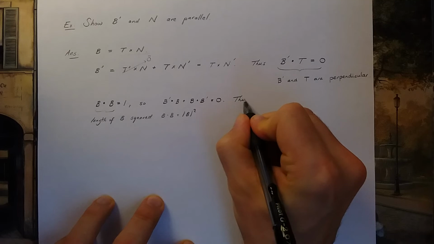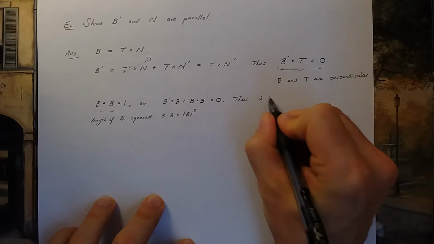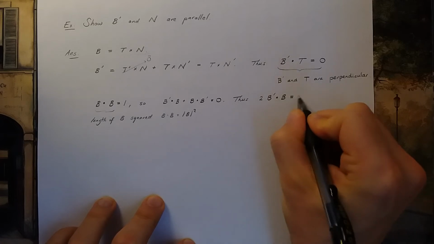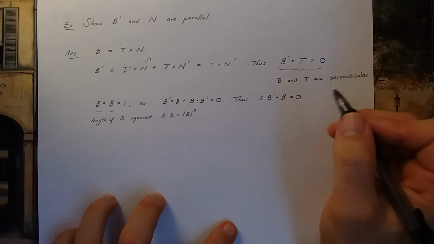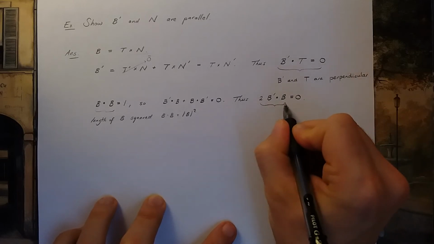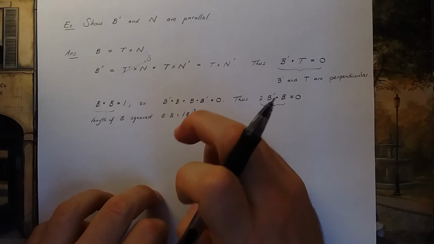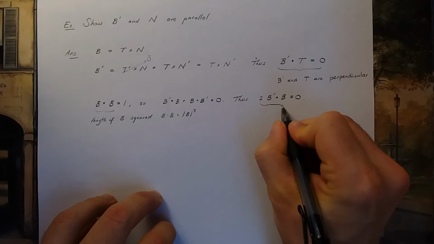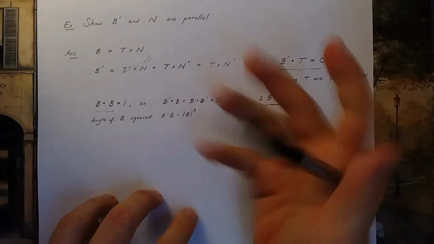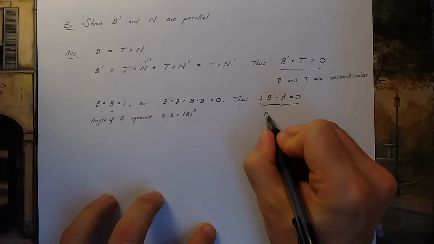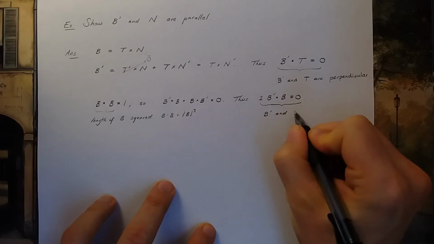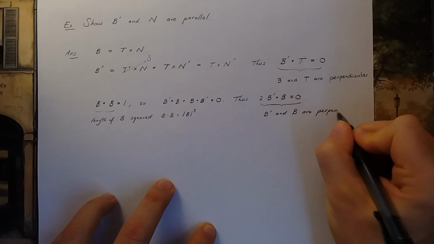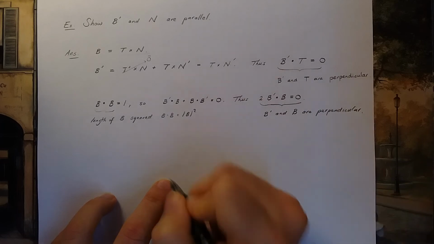So therefore, I have that 2b prime dot b equals 0. That means if you think about what the dot product is telling you, when the dot product is equal to 0, that means that the two vectors are at 90-degree angles with one another. They're perpendicular. So we have b prime and b are perpendicular.